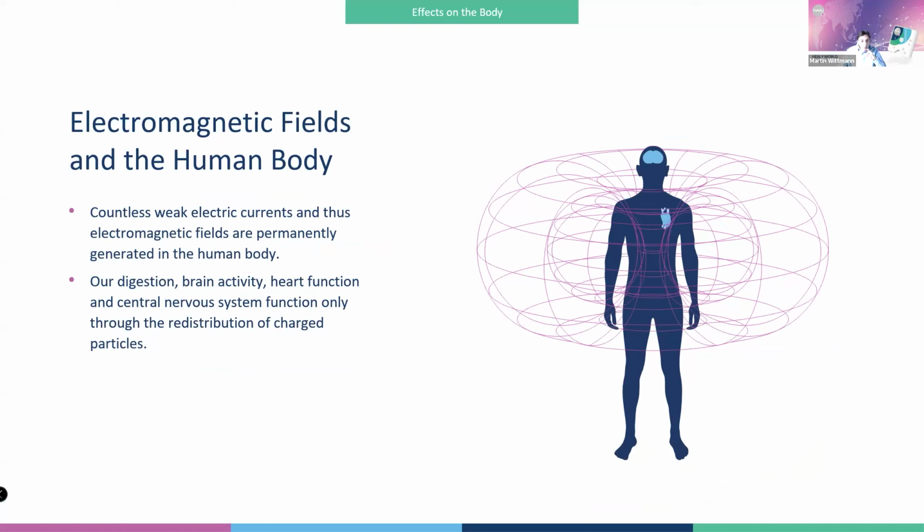Then you have electromagnetic fields on the human body. Countless weak electrical currents and thus electromagnetic fields are permanently generated in the human body, as I already said. So our heart is one of the biggest magnetic field generators in our body, let's put it like that. And our digestion, brain activity, heart function, and central nervous system function only through the redistribution of charged particles. So there are charged particles all over the place, basically, and most of our body functions need those electrical fields or charged particles.